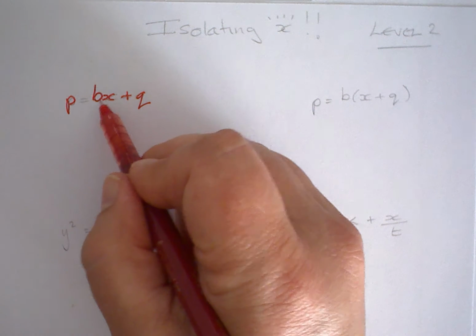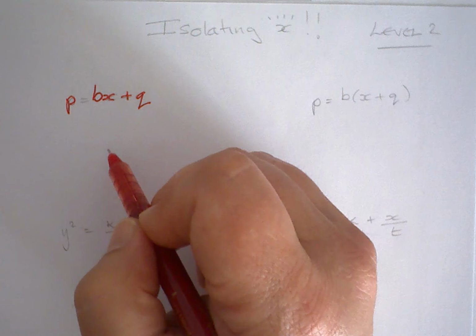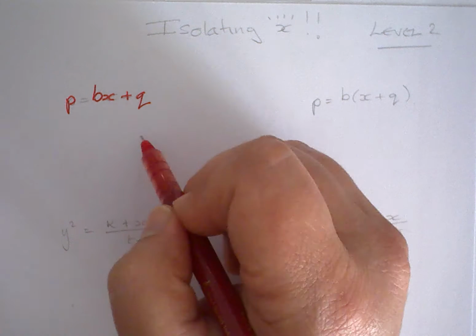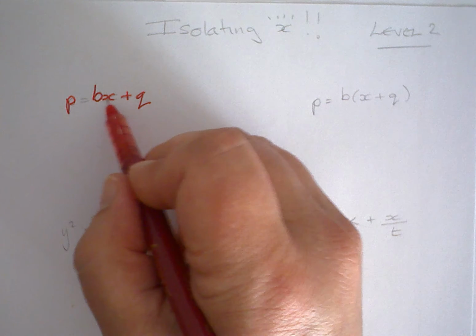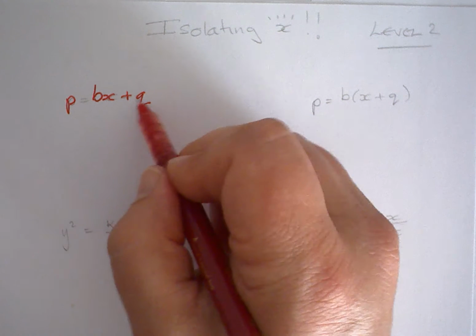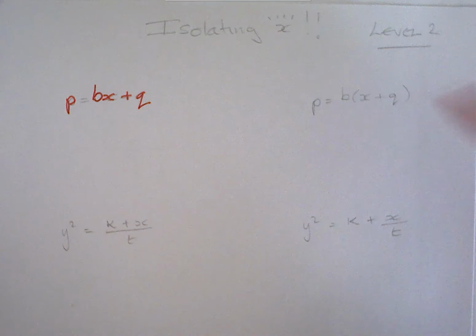Notice that x is being multiplied by b. Notice that x has got q being added to it. So we should understand that at some point we are going to divide by the b, and at some point we're going to minus the q. Well, let's look at this question over here.